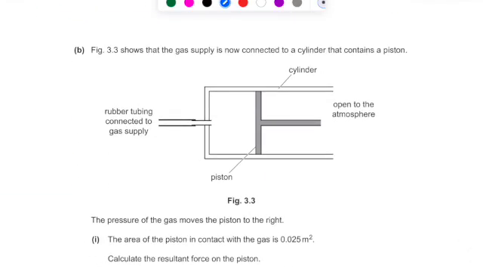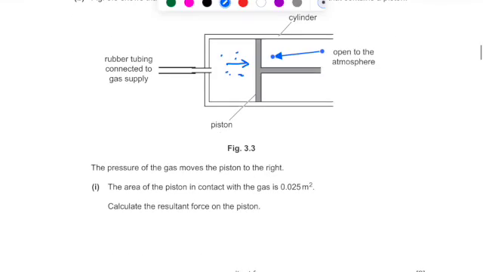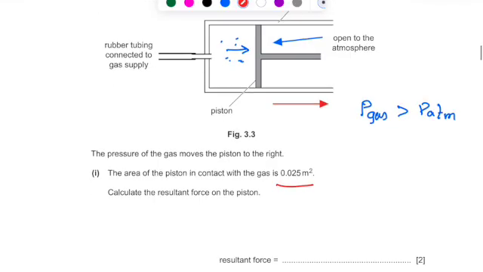Now figure 3.3 shows that the gas supply is now connected to a cylinder. So there are particles, and the gas is pushing this side, whereas the atmosphere is pushing in the opposite direction. The pressure of the gas moves the piston to the right. Why? Because the pressure of the gas is more than the pressure of the atmosphere. Therefore, the movement is in the opposite direction, towards the right.